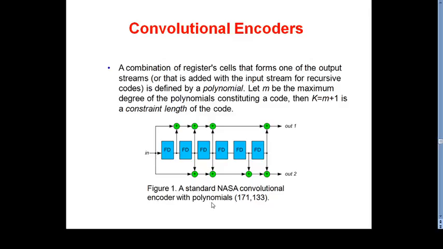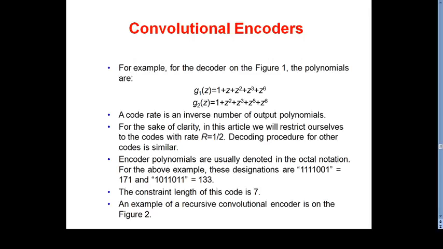The standard NASA convolution encoder polynomial is 171, 133. This is an example of a convolution code. For example, in the encoder figure 1, the convolution polynomial is generated by the generator polynomial G1(Z) = 1 + Z + Z^2 + Z^3 + Z^6. The code rate is the inverse of the number of outputs of the polynomial. So the code rate is half.